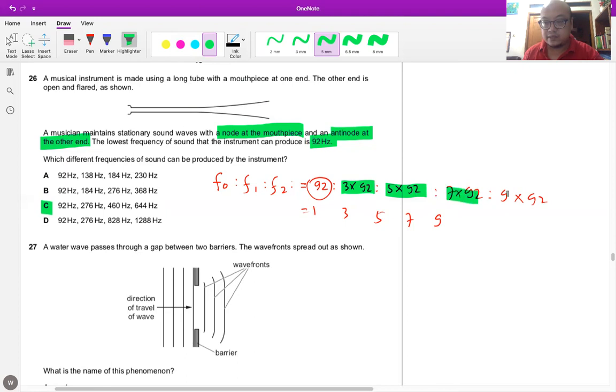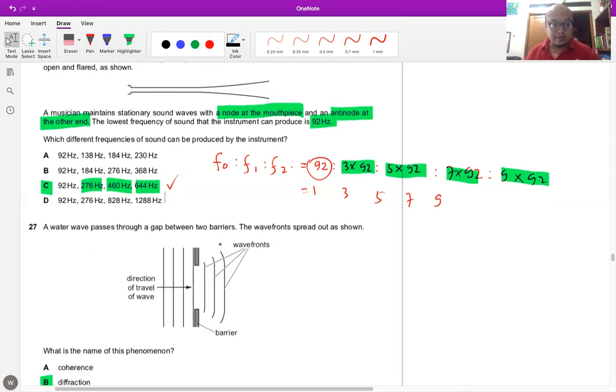So we can see 3 times 92 equals 276, yes, 276. And 5 times 92 is 460 hertz. So yes, the correct one is this one.